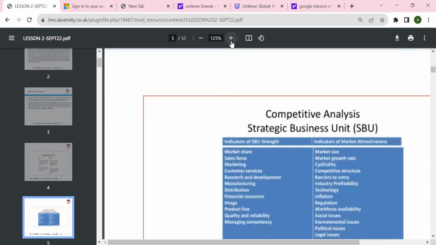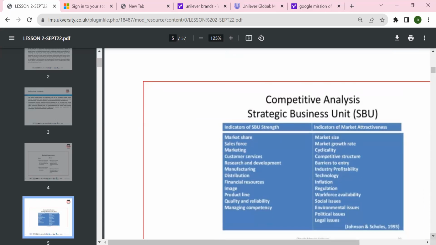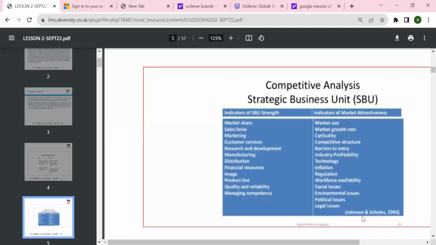So we can look around. When we look at the indicators of SBU strength, we can look at the market size, how much share they have, how many salespeople are working in that department, and what they're doing in terms of marketing, manufacturing, and distribution. We can look at the market size, the growth size, the structures. And this is according to Jones and Scholl, one of the authors who gave us these SBU units. So in business, if you want to understand the environment, you have to understand how many SBUs we have, so you can manage each product. Maybe you can be a product manager or a brand manager. That is one of the SBUs.